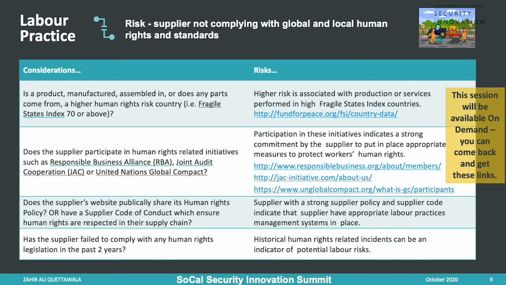So these are the things we must consider. Again, the last point, keep yourself open and start looking at things. If something has happened in the past 2 years regarding that supplier, then it's a red flag for us to consider whether we should be engaging with the supplier or continue to be engaged with that supplier. This is another important consideration, because the risk is that if the supplier is not complying with global or local human rights standards, then we could end up in trouble.